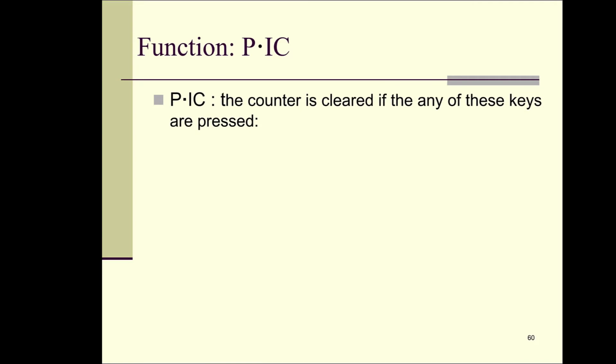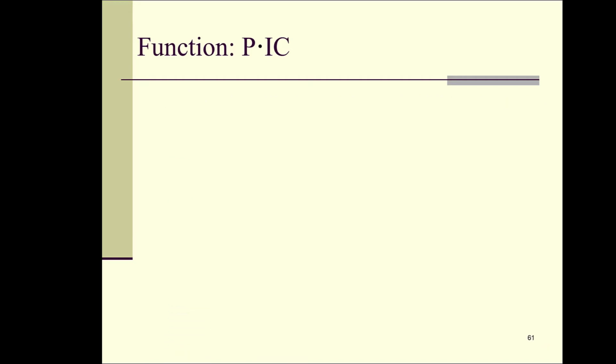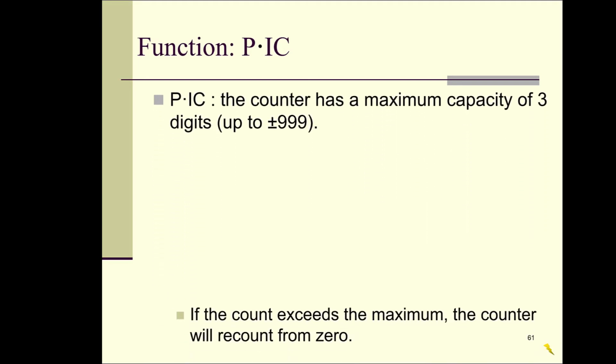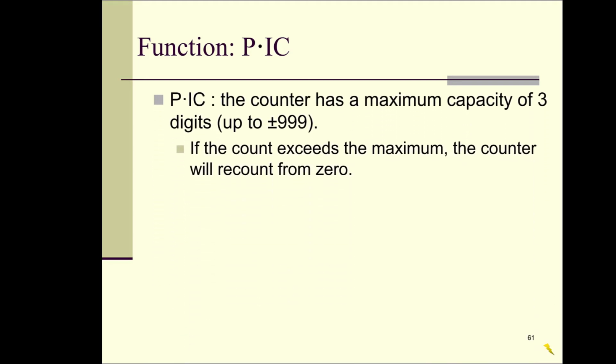Now the integer count is cleared if any of these keys are pressed: the asterisk, multiplication, division, or AVG, which stands for the average function. And in case you're curious, the counter has a maximum capacity of 3 digits, up to 999. If the count exceeds the maximum, the counter will recount from 0. And of course, if you're adding up more than 999 items, I feel sorry for you. Maybe you should be using Excel.